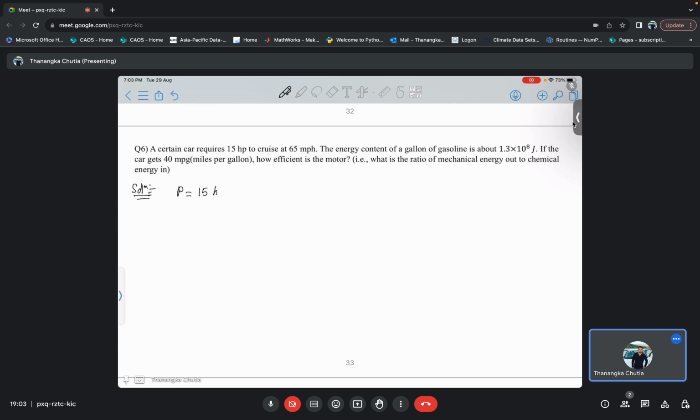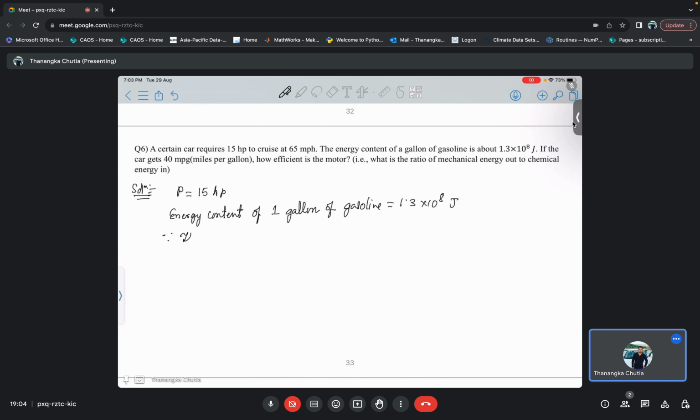So what it is telling us, power is equal to what? 15 horsepower, and we know the conversion between horsepower and watt. And the energy content of 1 gallon of gasoline is equal to 1.3 into 10 to the power 8 joule. So 1 gallon of gasoline is this one.